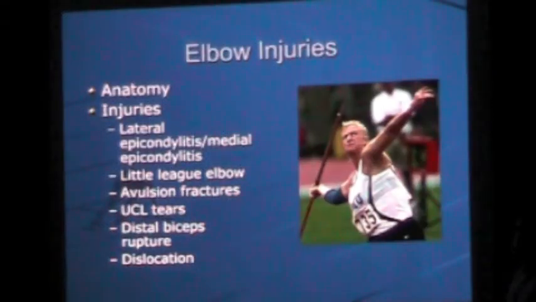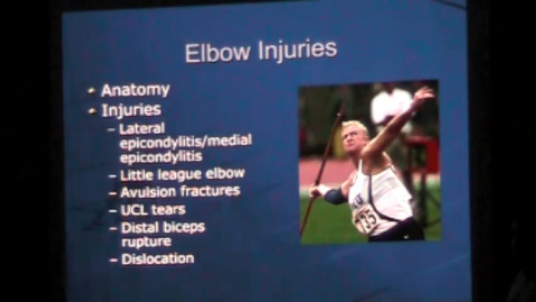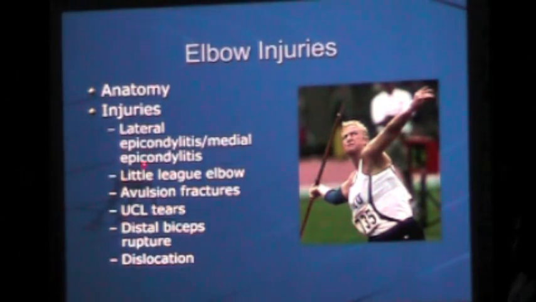All right, so the elbow. We'll just talk a little bit about the anatomy. Some of the big things you probably read about or heard about: lateral and medial epicondylitis, little league elbow, avulsion fractures of the elbow, ulnar collateral ligament tears, distal bicep ruptures, and dislocations of the elbow.